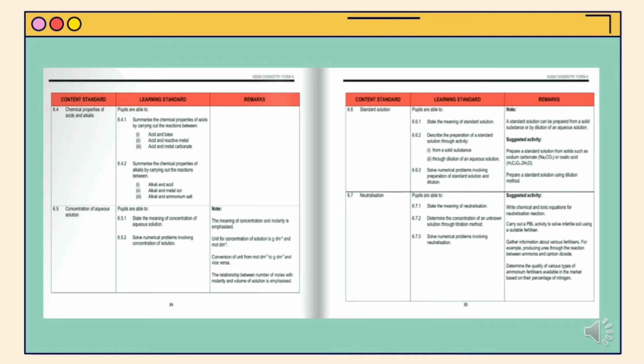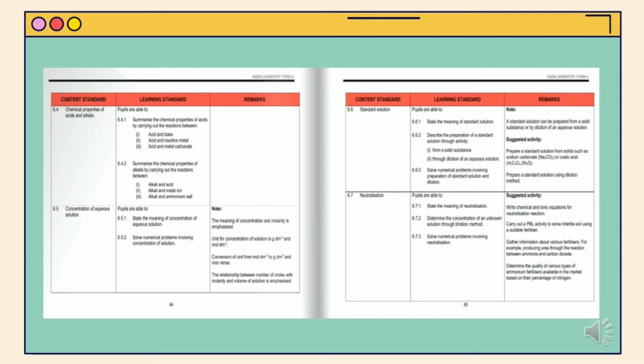For 6.5, concentration of aqueous solution, there are two learning standards: state the meaning of concentration of aqueous solution, and solve numerical problems involving concentration of solution. For 6.6, standard solution, there are three learning standards: state the meaning of standard solution, describe the preparation of a standard solution through activity from a solid substance and through dilution of an aqueous solution, and solve numerical problems involving preparation of standard solution and dilution.